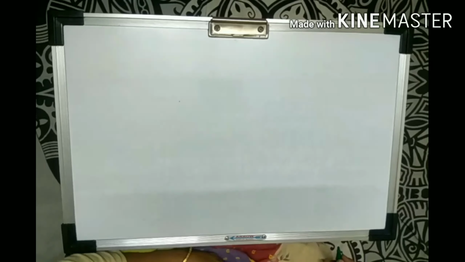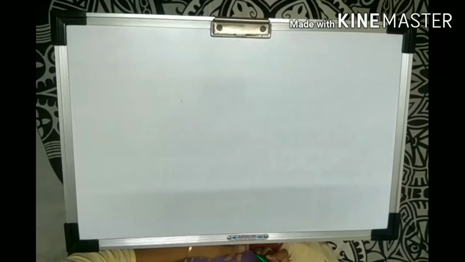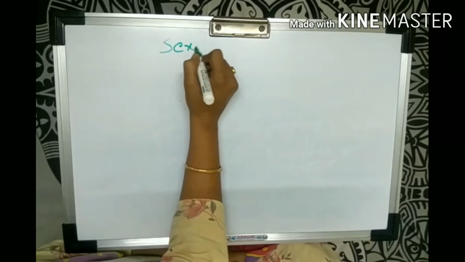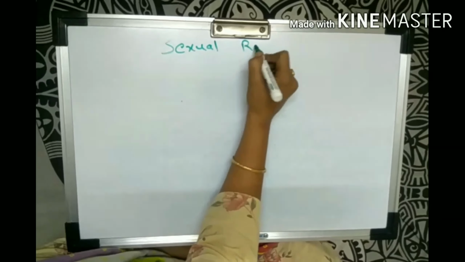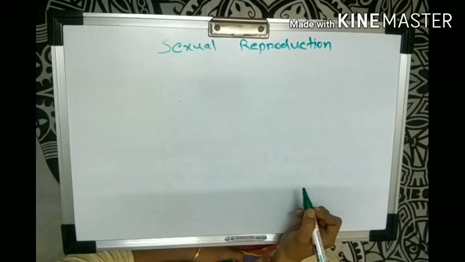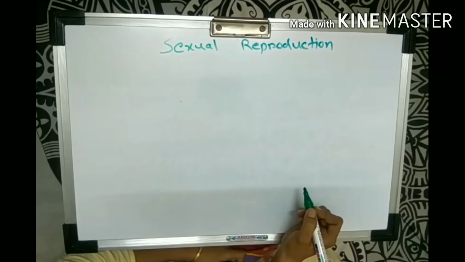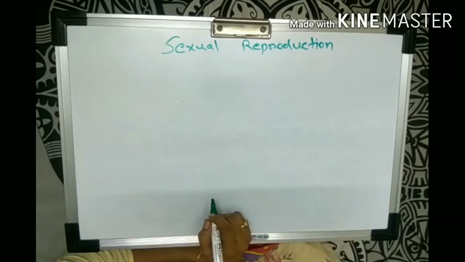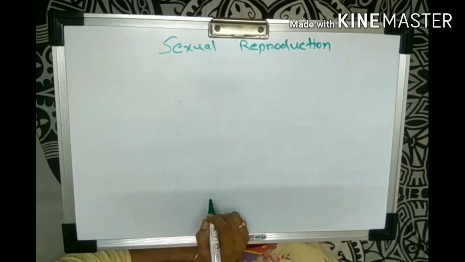Good morning, students. Today we are going to start with a new topic, that is sexual reproduction in plants. In our last lecture, we completed asexual reproduction in lower organisms or lower plants, and vegetative reproduction in higher plants. Now come to the point, that is sexual reproduction.